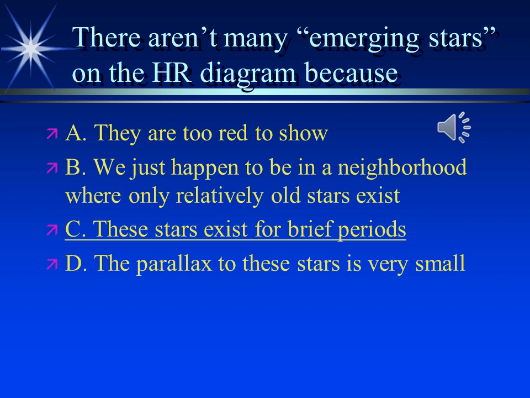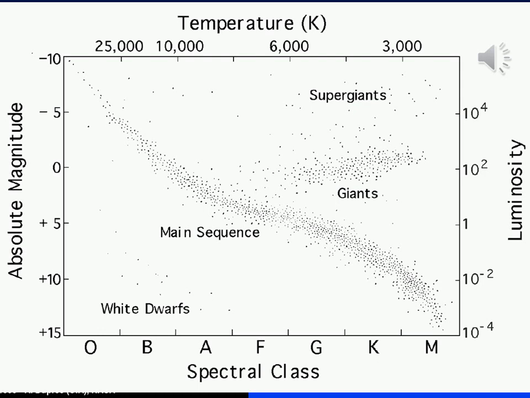These periods mean that the Hayashi belt and Hayashi track stars only exist for hundreds of thousands of years rather than billions of years. Sometimes millions, but still not billions of years. Of course, the correct answer is C. Back to the main sequence then.